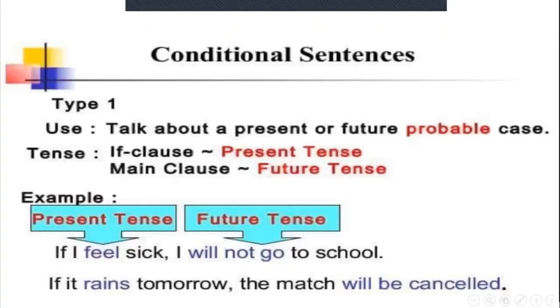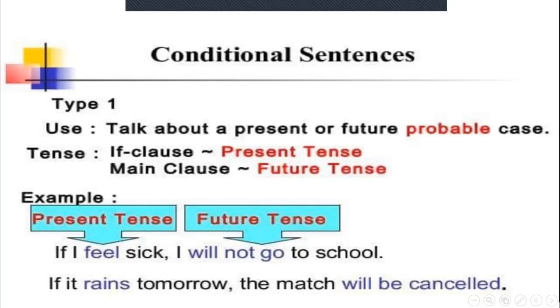This is type 1 of conditional sentence. We talk about a present or future probable case. We can use the first conditional to talk about a present or future probable case. The first conditional consists of two clauses. The first one is the if clause and the second one is the main clause. The if clause must be present tense and the main clause must be future tense.